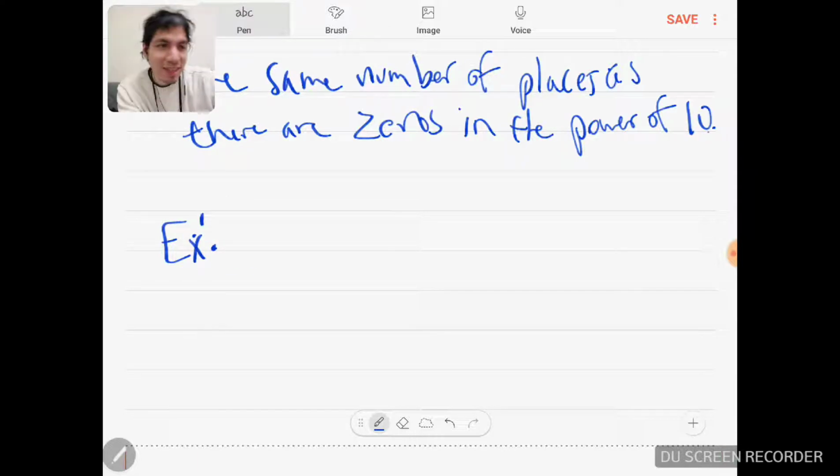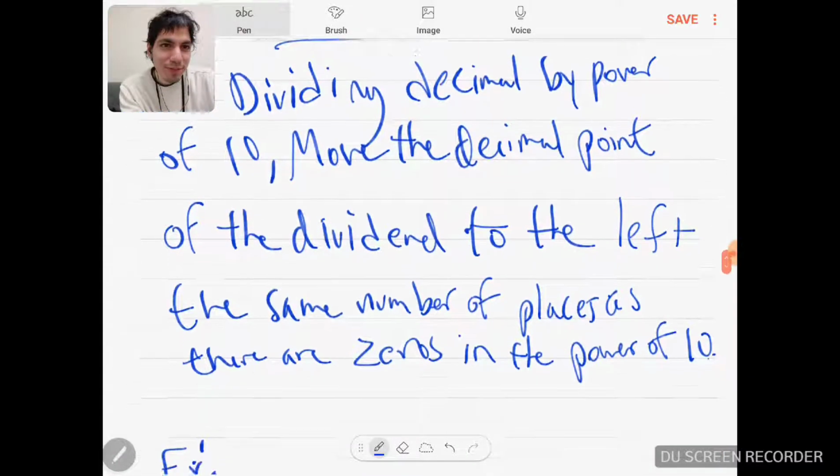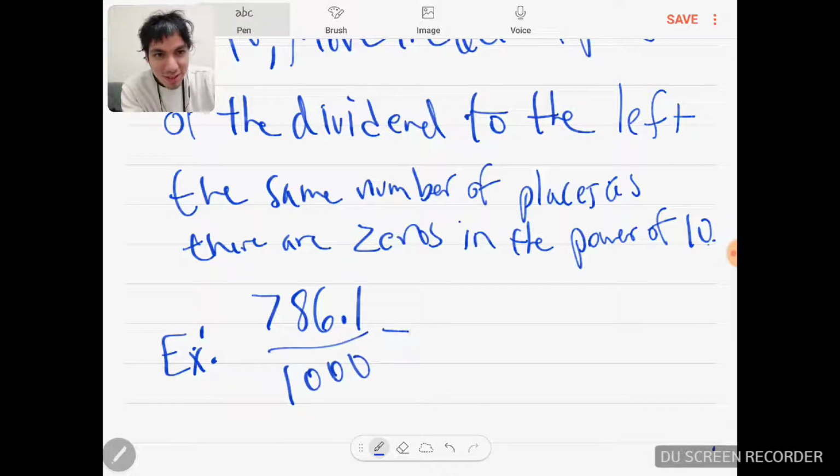We need a nice, simple, yet sophisticated example. Okay, so let's take 786.1 over 1,000. So the dividend in this case is 786.1. Now you could do long division and actually divide this the long way, but we'd rather not do that. We'd rather save time.